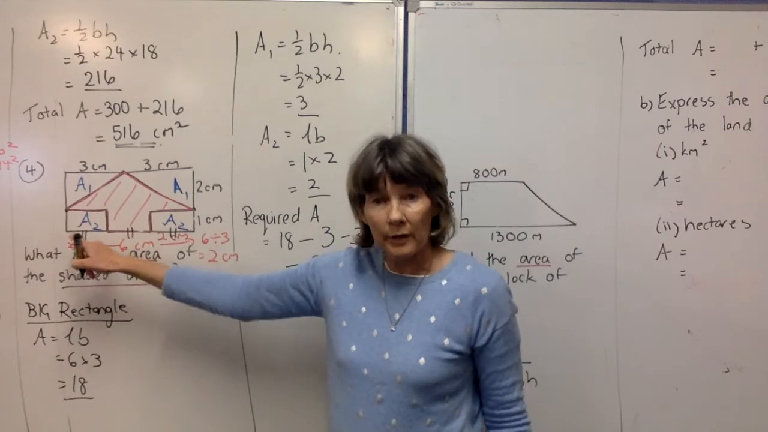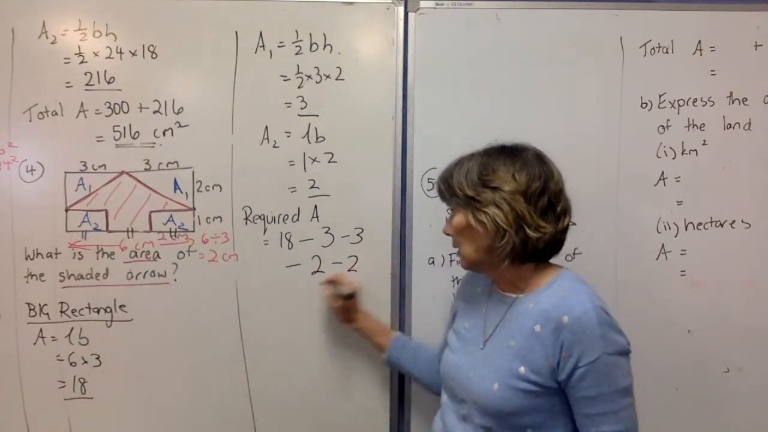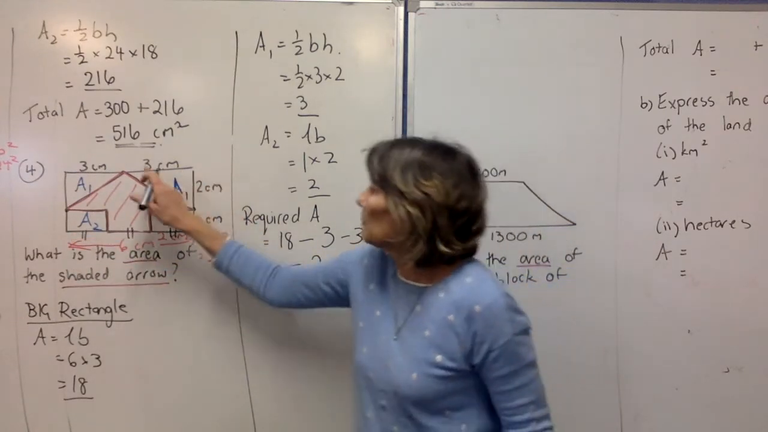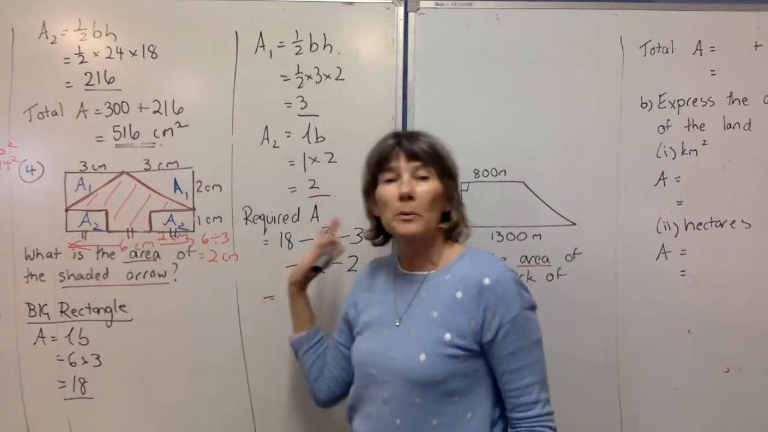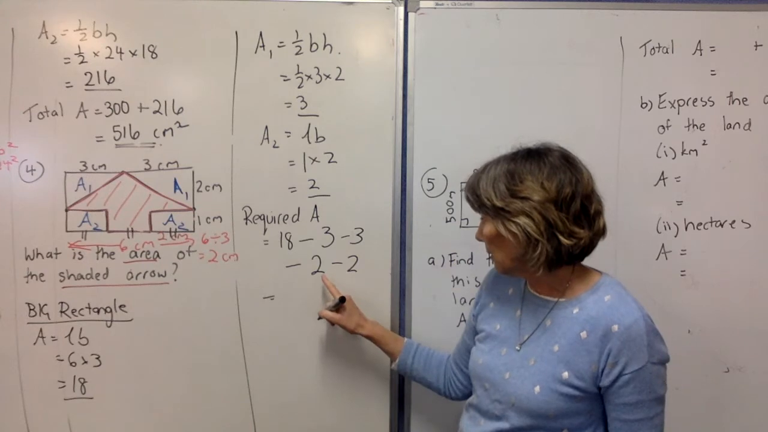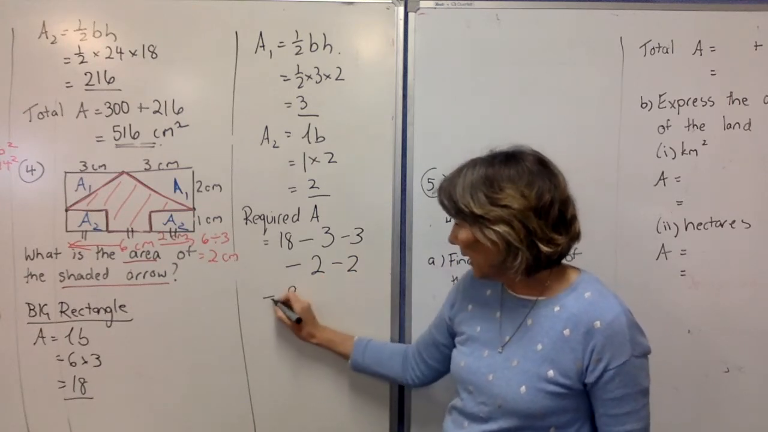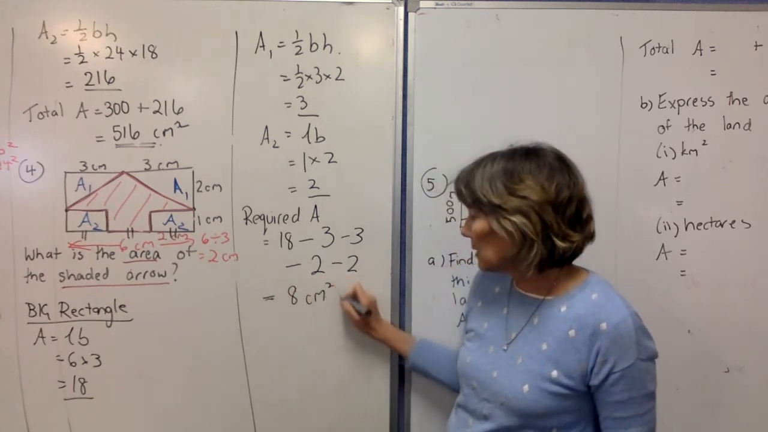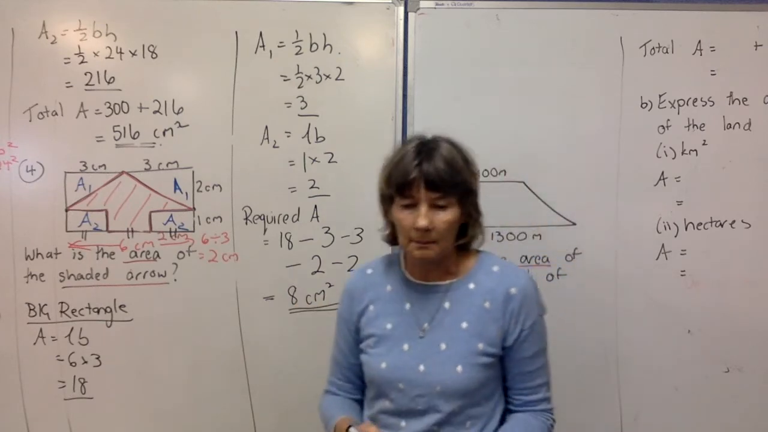And here's another area 2, which is also identical. So you've got to subtract all these little pieces, cut them out and throw them away to leave the arrow on its own. All right, so we're going to end up with 8 centimetres squared for your final answer.